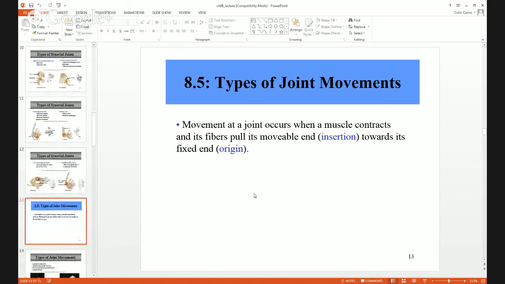Okay, let's talk about the types of joint movements. Movement in a joint occurs when a muscle contracts and its fibers pull its movable end or insertion towards its fixed end or origin.